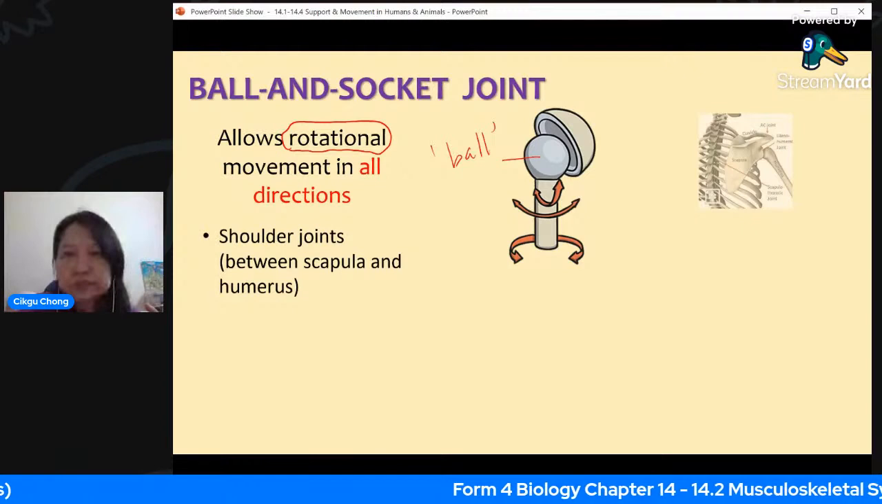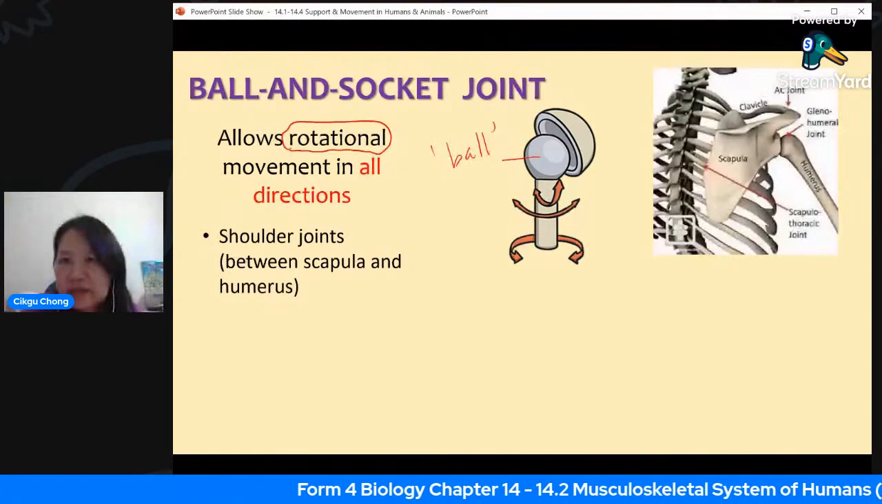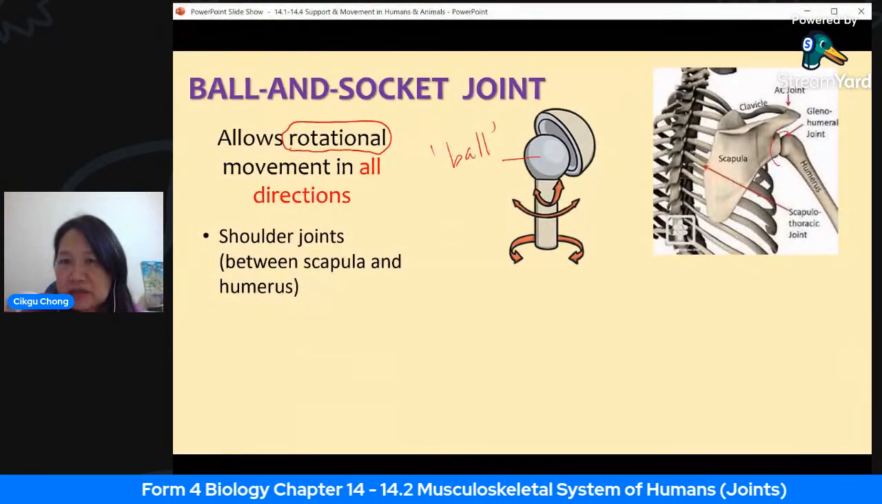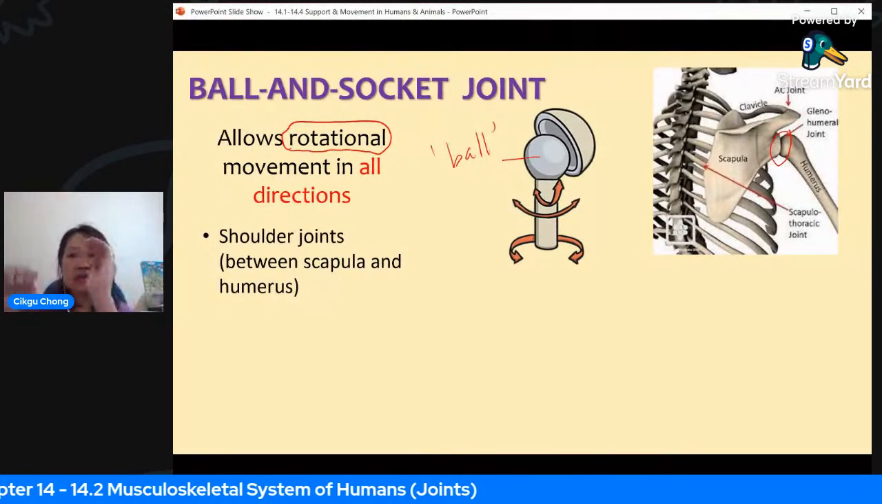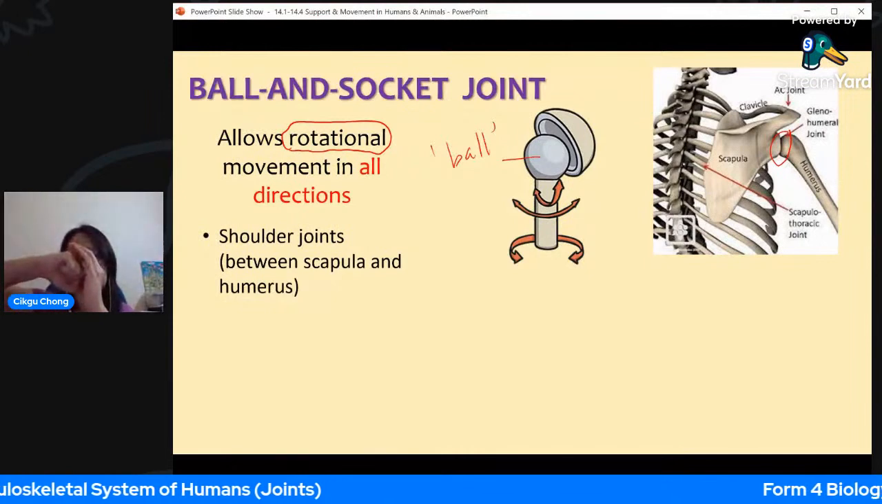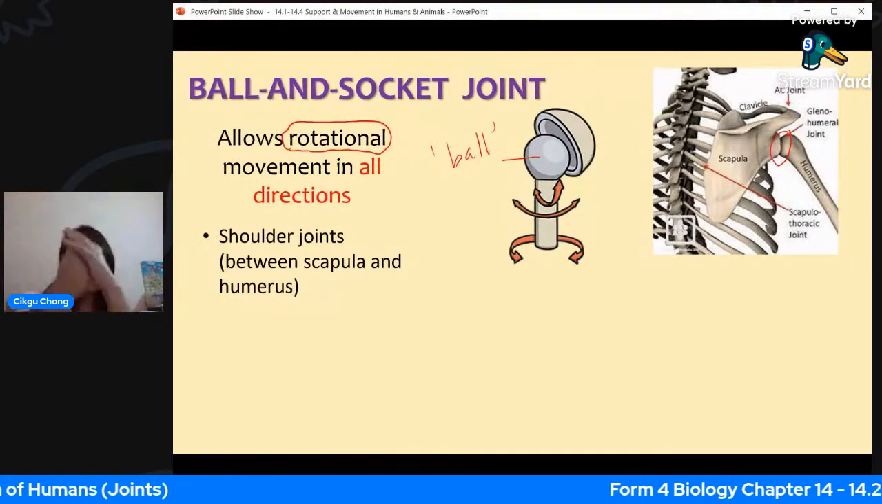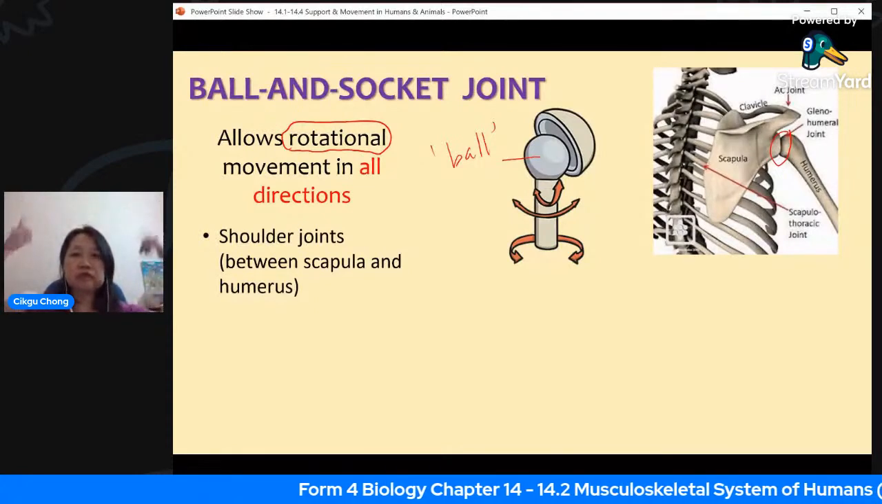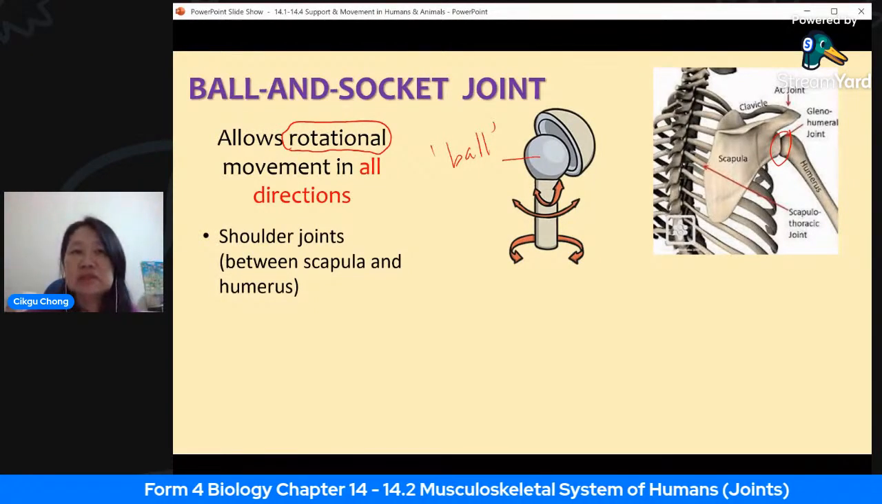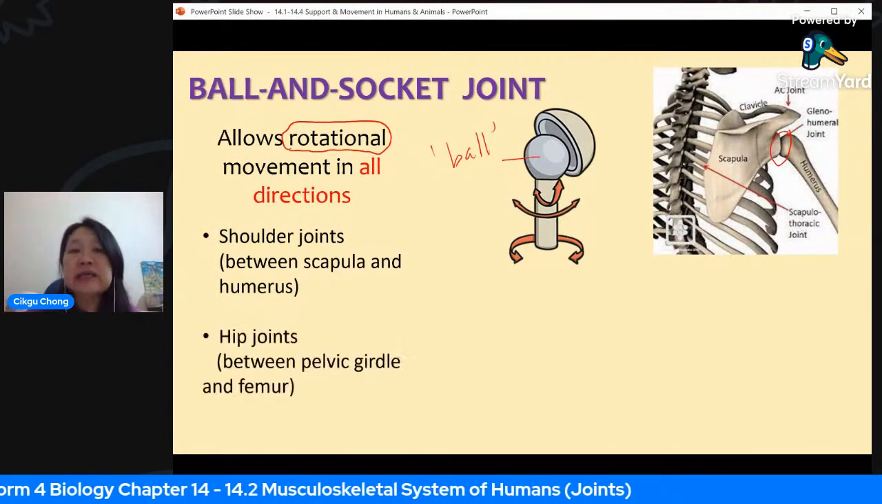Okay, let's look at the shoulder joint. This is your scapula, and this is your humerus. You see that? Now this is the joint there. There is a socket at the scapula here, and this is your humerus. It goes in, all right? And then this arm, you can swing it in a lot of directions. That's why you can swing your arms. You can make one full circle, right? Because it's a ball and socket joint.